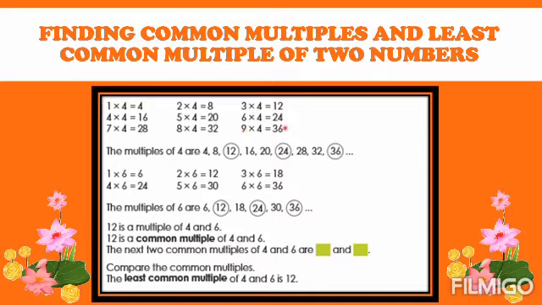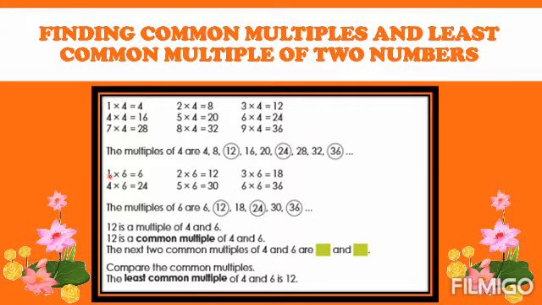So now, class, look at here. Multiple is just like skip counting. Okay, look at here: 4, 8, 12, 16, 20, 24, 28, 32, 36. So the multiples of 4, class, are 4, 8, 12, 16, 20, 24, 28, 32, 36, and so on and so forth. And now for the next number, we're going to find the multiples of 6.